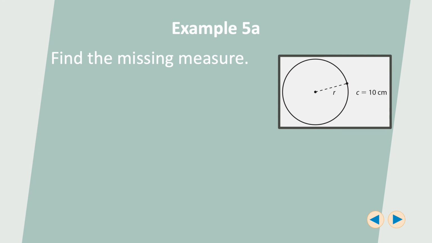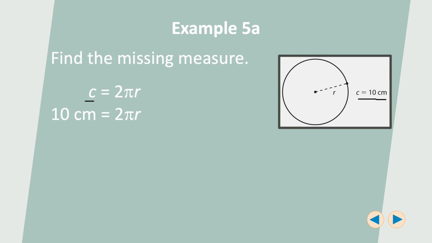Okay, find the missing measure. So they gave me the circumference of 10 centimeters, and they want to know what is r. So we're just going to use that circumference formula that we just looked at, and we're going to plug in the things that we know. We know what c is, so we're going to substitute that. And now we have the pleasure of solving for r.